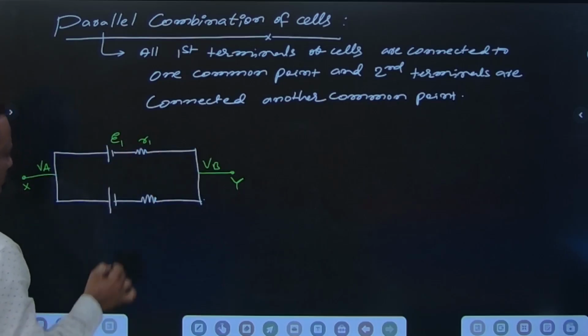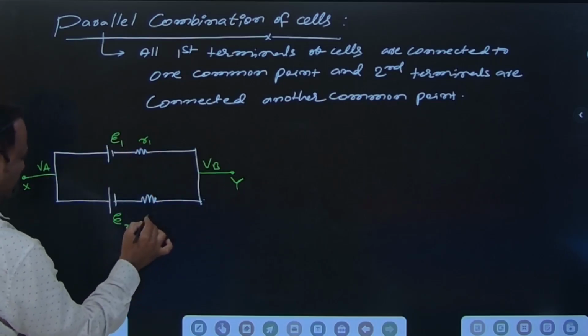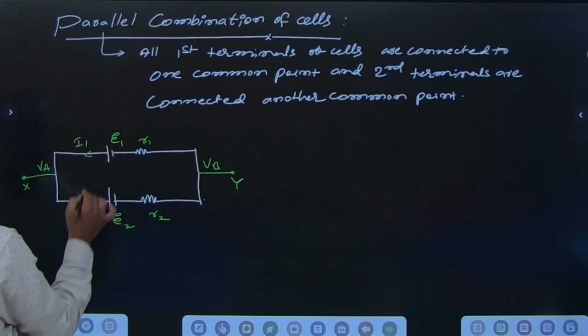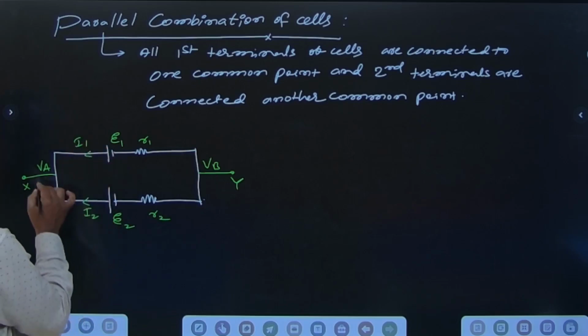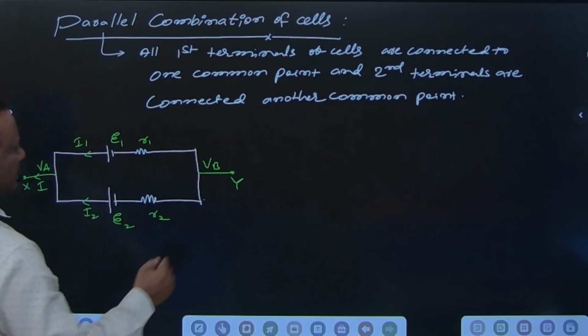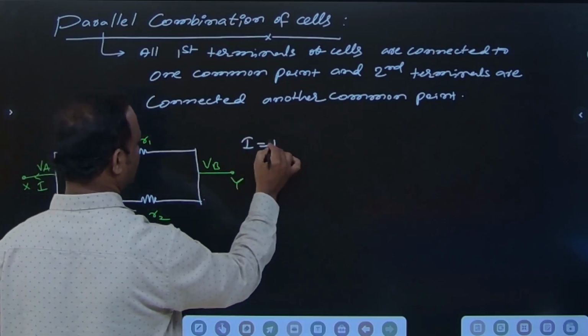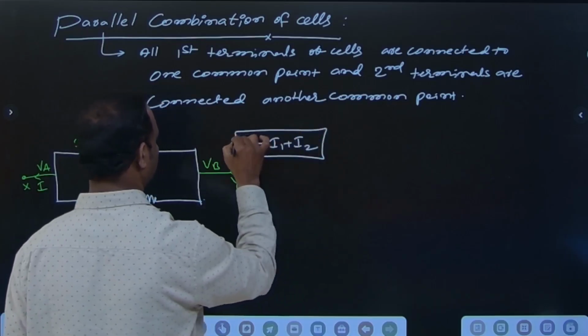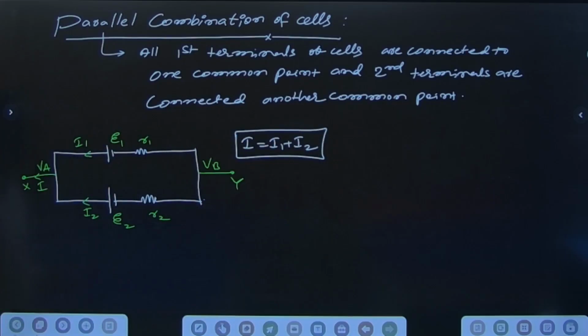Its EMF is E1, internal resistance is R1. The next one is E2, R2. The currents are I1 and I2, and the total is I. So for the first condition, I is equal to I1 plus I2, the first relation. Inputs equal to outputs. So it's a discharging condition.